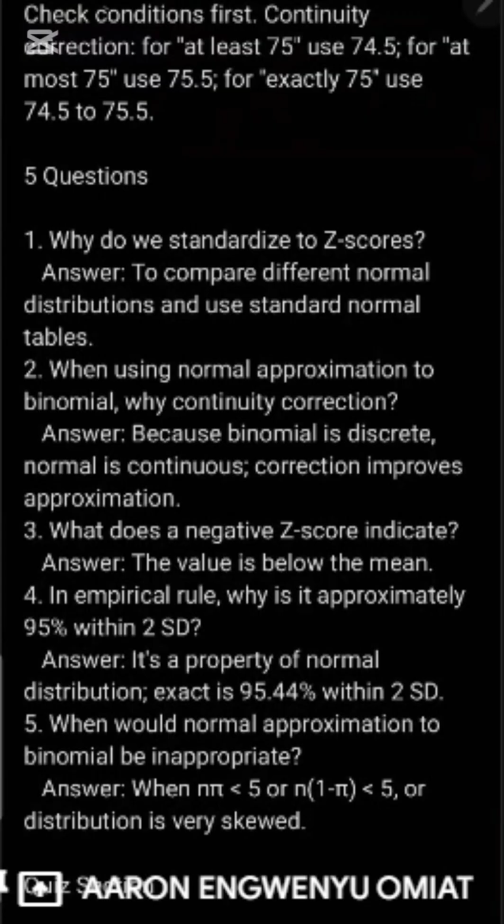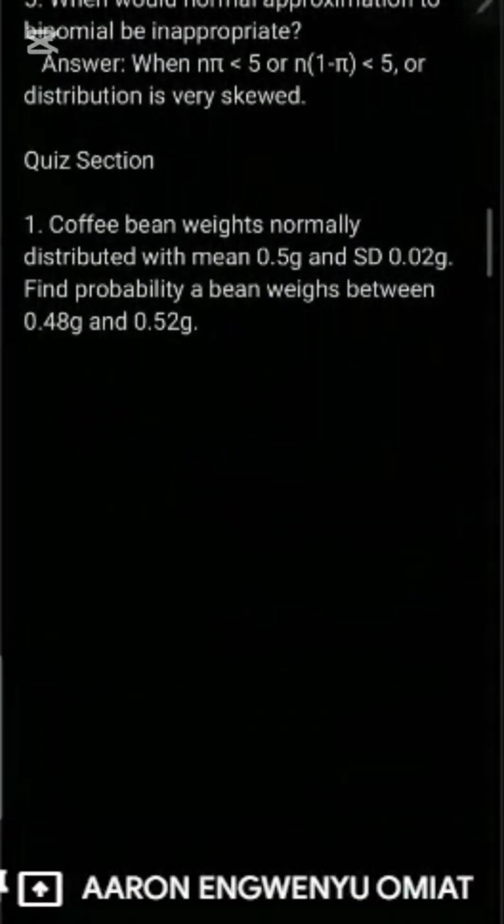Now we are going to look at our examples, starting with example 1. I will invite you to come and do this. I've done the initial example, now our quiz. So quiz 1, coffee beans: weights normally distributed with mean 0.5 grams and standard deviation 0.02 grams. Find the probability a bean weighs between 0.48 and 0.52 grams.